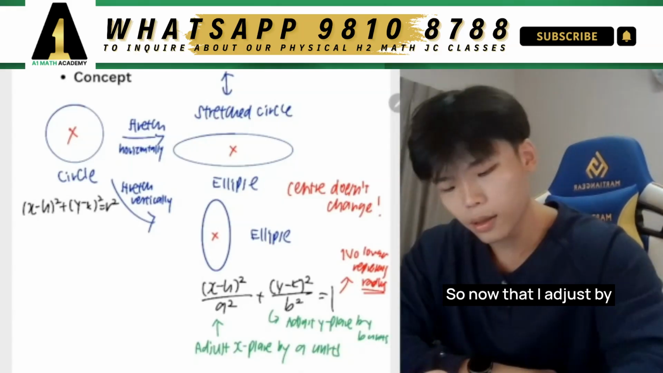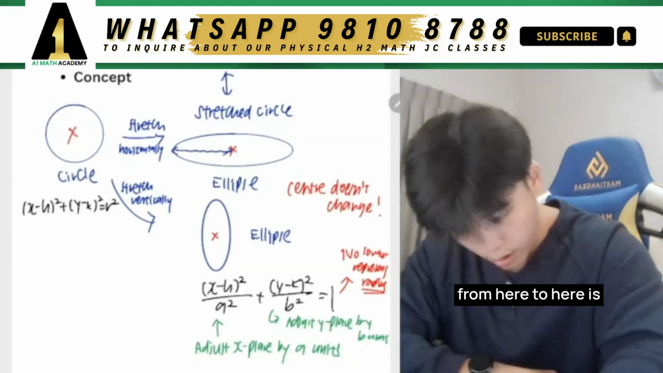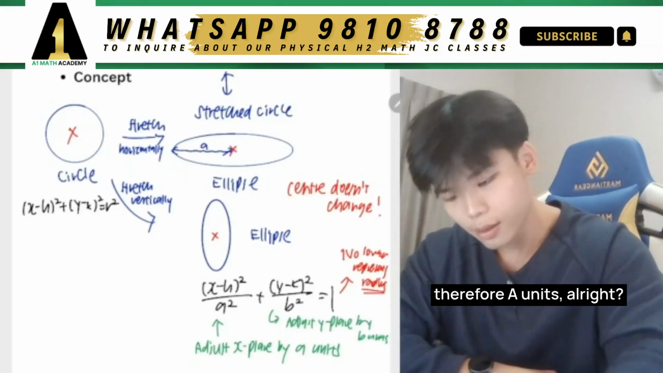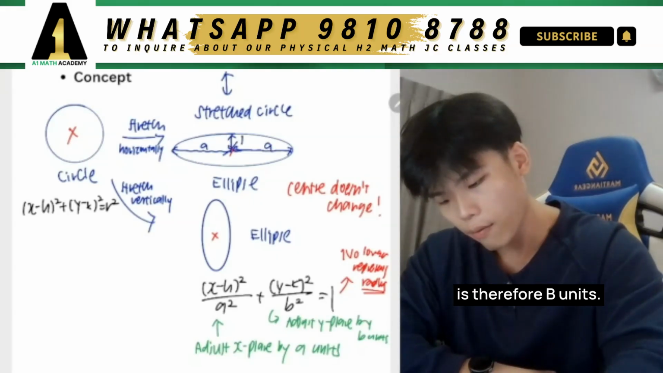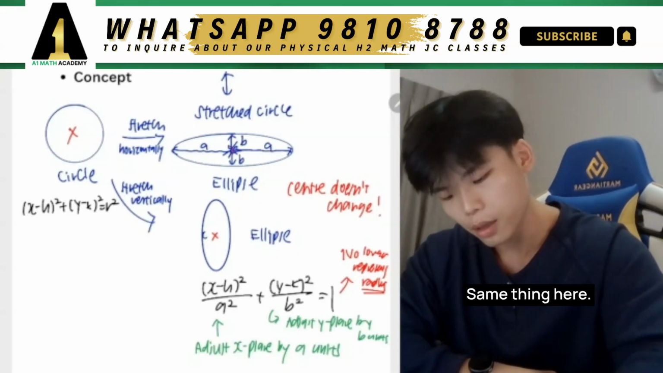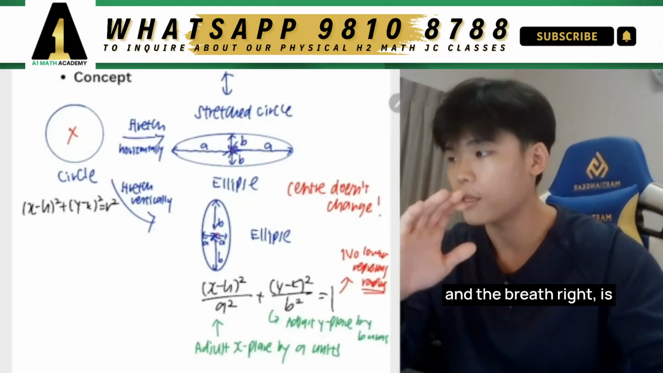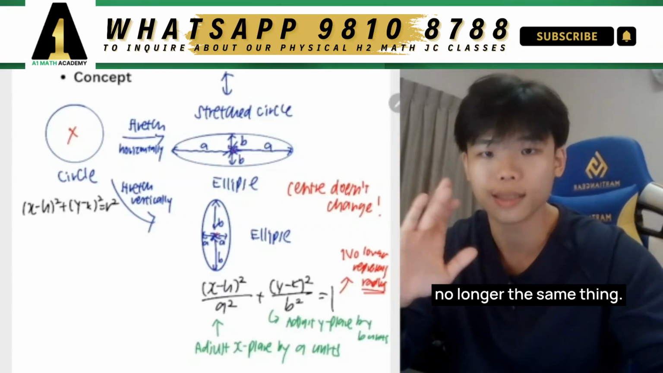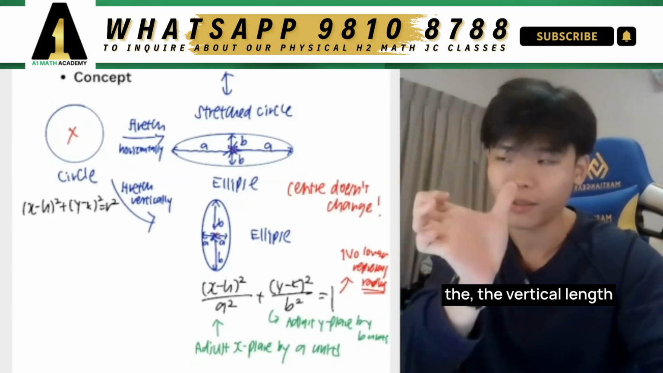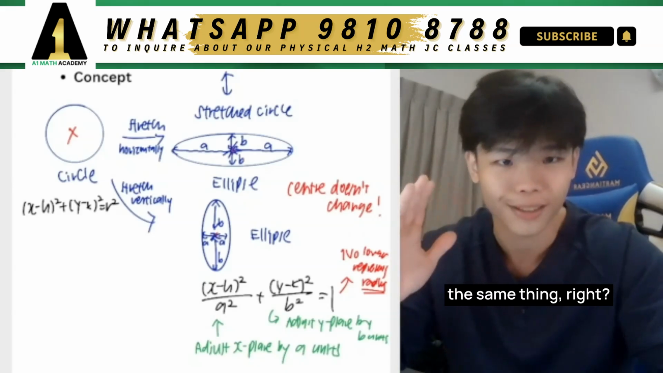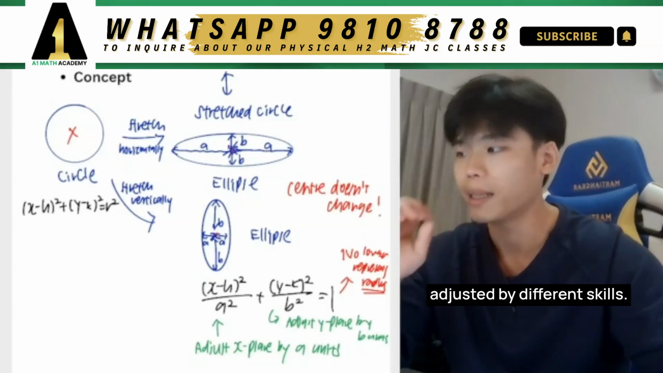Now that I adjust by a units on the plane, from here to here is therefore a units. From here to here is therefore a units, and then from here to here is therefore b units. Same thing here: a, b, b. So the height and the breadth, or rather the vertical length and the horizontal length, are no longer the same thing. They are different now, and it's all because they are adjusted by different scales.